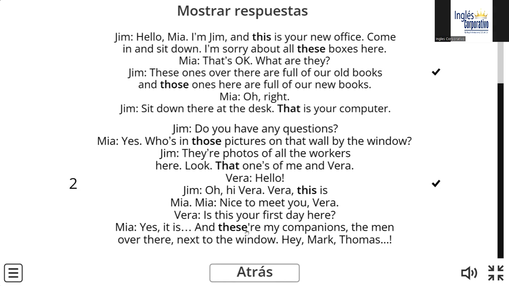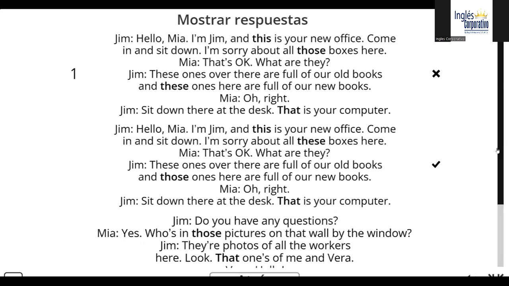So remember, here it has a mistake because we don't contract this demonstrative with a verb to be. So these are my companions, the men over there next to the window. Hey, Mark. Thomas. Okay, again. So I want you to take a screenshot of it. Take a screenshot, because we're going to practice with this one and the one below. So let's begin with the first one. Let's see. Okay.